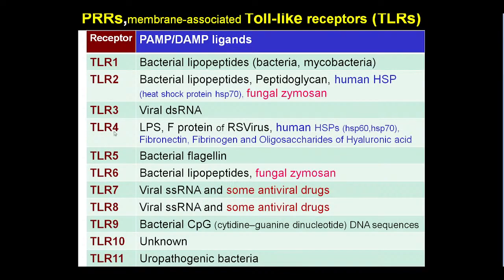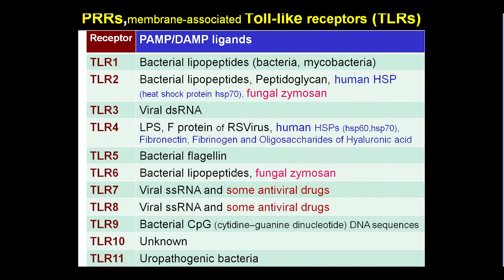Here you see a list of the different 11 Toll-like receptors. You see that they react to different bacterial, virus, and human compounds. For example, Toll-like receptor 4 recognizes such PAMPs as lipopolysaccharide, F protein of the respiratory syncytial virus, and some human components: human heat shock protein 60 and heat shock protein 70, the macromolecules of the proteins fibronectin, fibrinogen, and oligosaccharides of hyaluronic acid of the human origin.